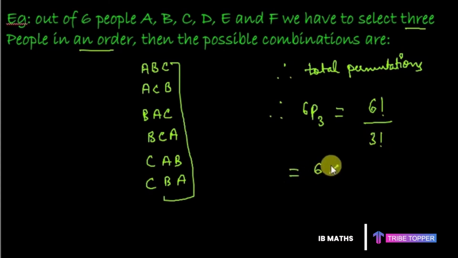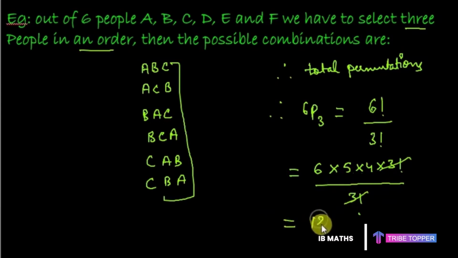So it's 6 into 5 into 4 times 3 factorial upon 3 factorial, and 3 factorial cancels out, so you get 6 fives are 30 times 4, that's 120. So there are 120 permutations to arrange 6 people: we choose 3 out of them and arrange them in a specific order.